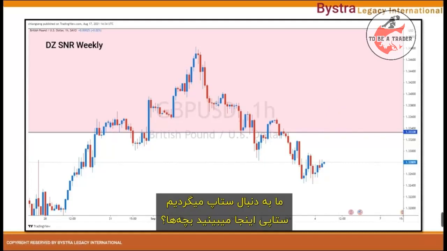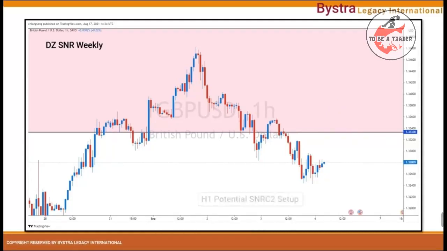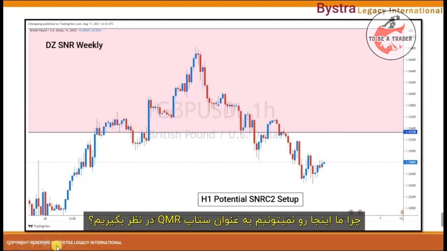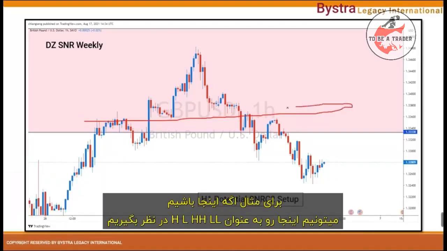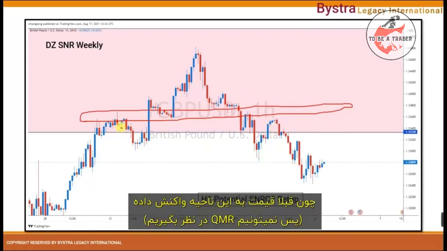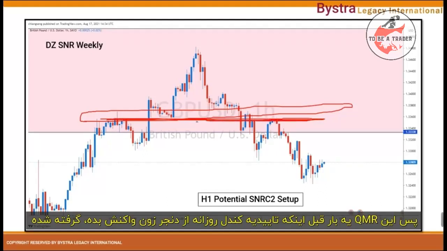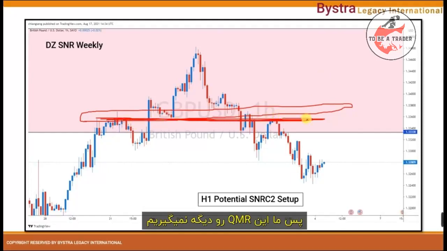Can you see any setup inside here, guys? Let me show it to you. Why can't we take this as our QMR setup anymore? For example, we can use this as our high, low, higher high, lower low, because in this area price has reacted. If you look here, the price has reacted in this area. So this QMR was already taken before the confirmation of the daily candle reacting from the danger zone. So we do not take this QMR anymore.